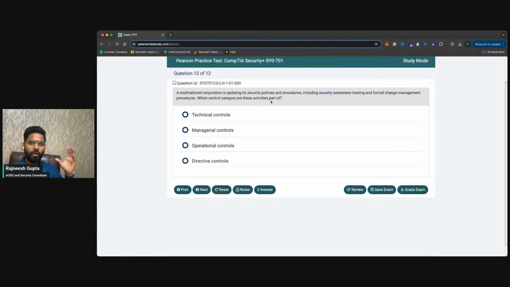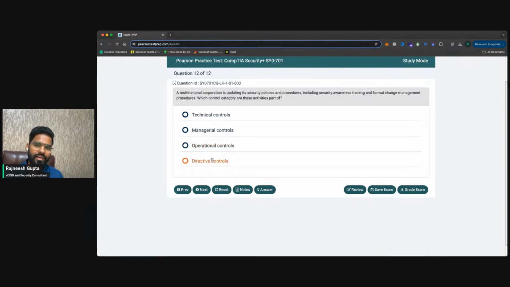So when you talk about policies and everything, who defined the policy? That's where it all starts. Managerial control is all about risk management. I'm not saying it cannot be possible, but if something is more right than managerial control, then go for it. It cannot be technical control for sure, because technical control is all about configuring those controls.